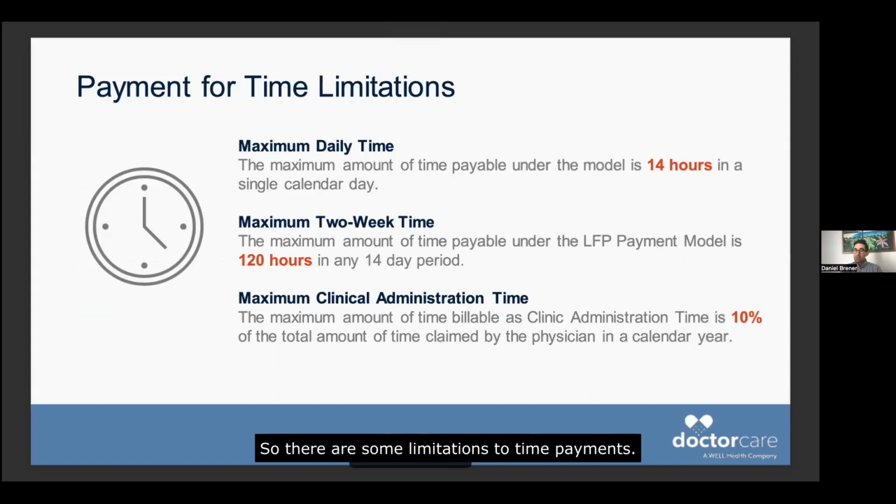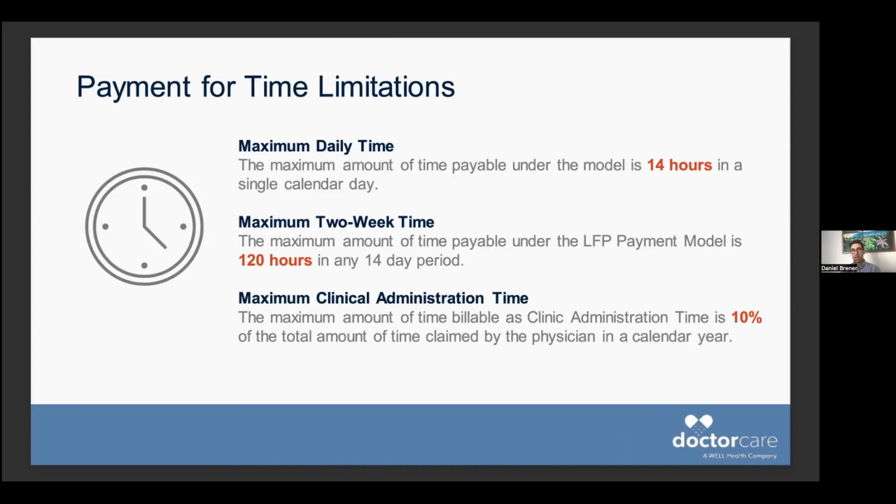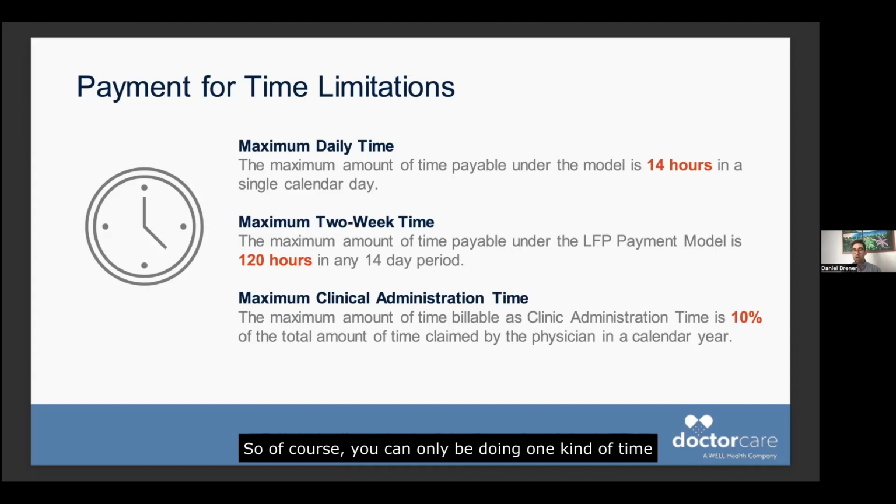So there are some limitations to time payment. Only 1 time code at a time is payable, so start and end times cannot overlap for different payment types. If you're billing from 2 to 3 o'clock direct patient care, that means you can't bill from 2:30 to 3:30 in direct patient care because those times would overlap. Of course, you can only be doing 1 kind of time at a time.